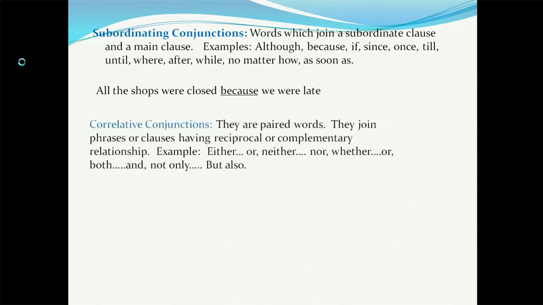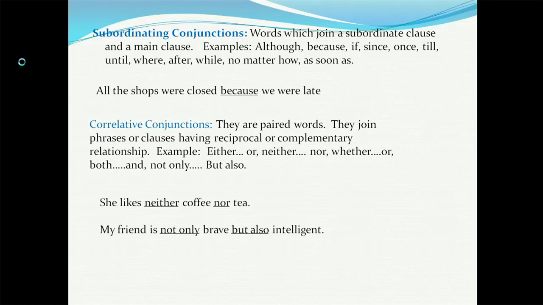Next comes correlative conjunctions. They are usually paired. They join phrases or clauses which have a reciprocal or complementary relationship. They are used together in a sentence, like either or, neither nor, whether or, both and, not only but also. She likes neither coffee nor tea. That means she doesn't like either of them. So neither nor is for negative.